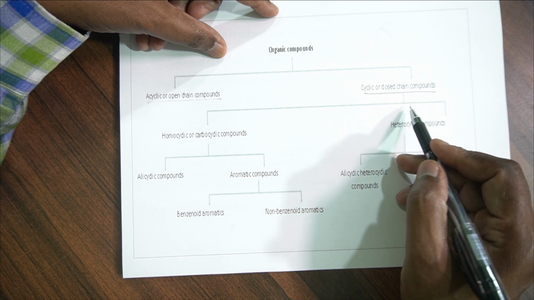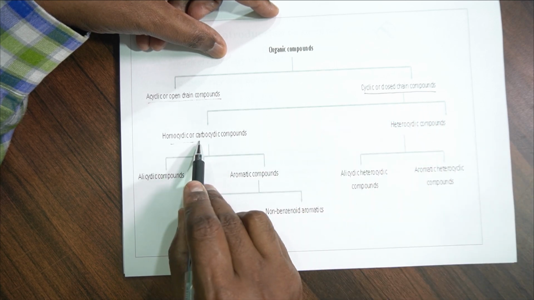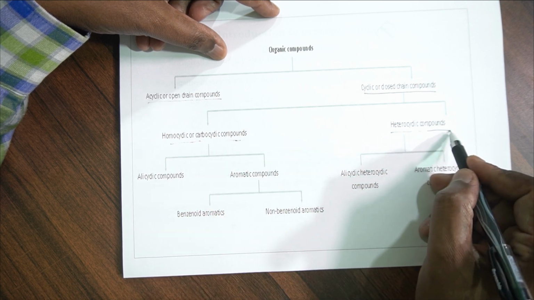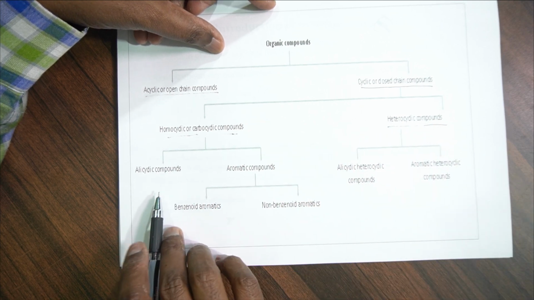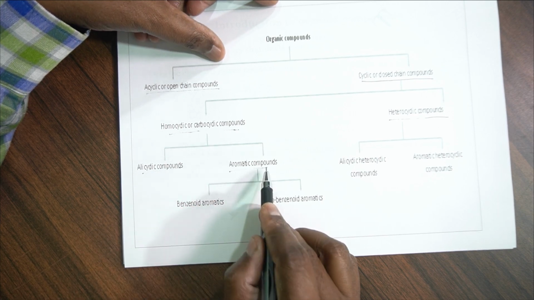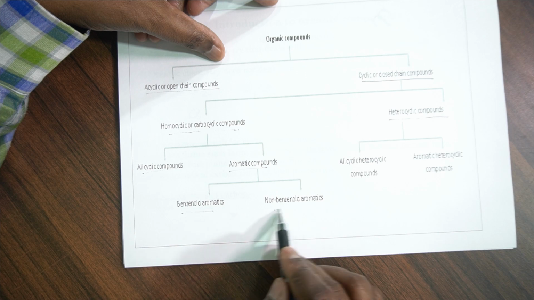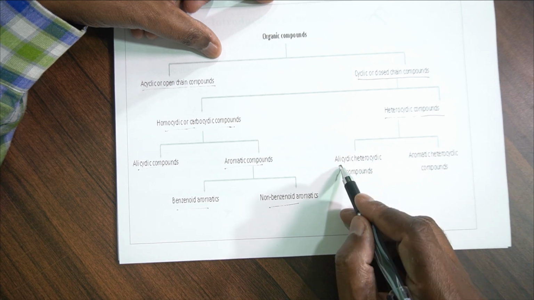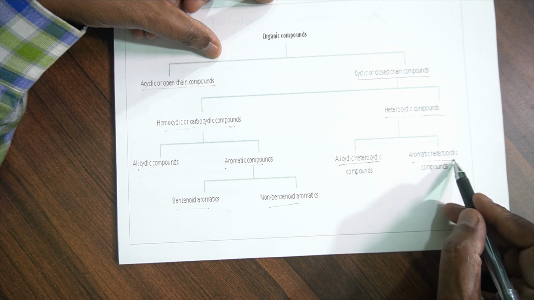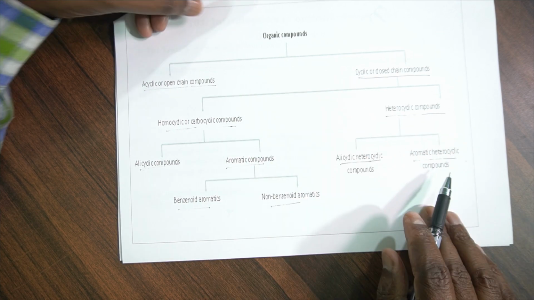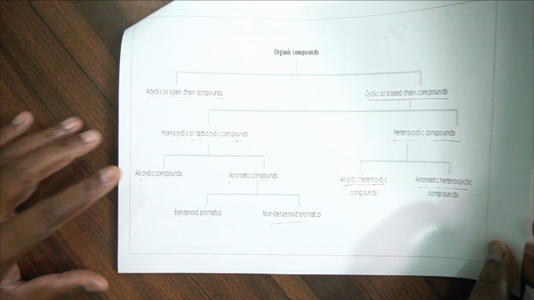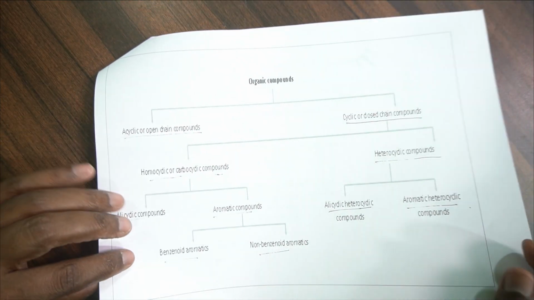Now cyclic compounds can be homocyclic, carbon only, and heterocyclic compounds. So both are there. Then the homocyclic is alicyclic and aromatic, which is again benzenoid and non-benzenoid. So these are categories: alicyclic, heterocyclic, and here it is aromatic heterocyclic. So this is the general classification. Anyway, you don't require all this at class 10 level. It is just for understanding that carbon compounds can be put into categories also.